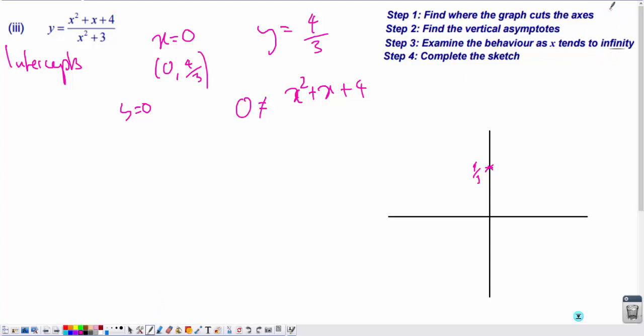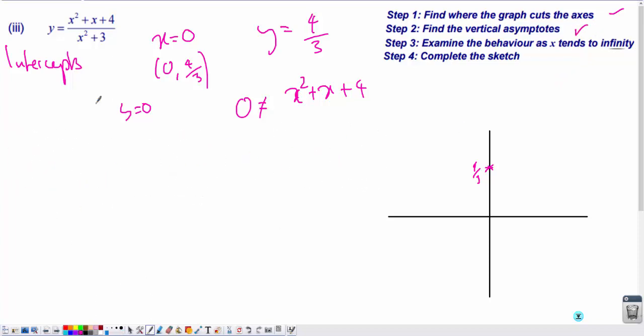Let's go into step 2. Find the vertical asymptotes. My vertical asymptote is when my denominator is equal to 0, right? So that means when x squared plus 3 is equal to 0. Well, can x squared plus 3 ever be equal to 0? Well, no, because the smallest x squared ever is 0, so the smallest x squared plus 3 ever is 3. Of course, you could have just said that x squared equals minus 3, and then you can't solve this. Again, we're not allowed to do complex numbers. So there is no vertical asymptote, right? No vertical asymptote.